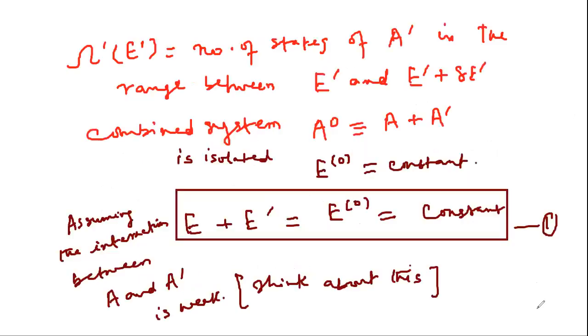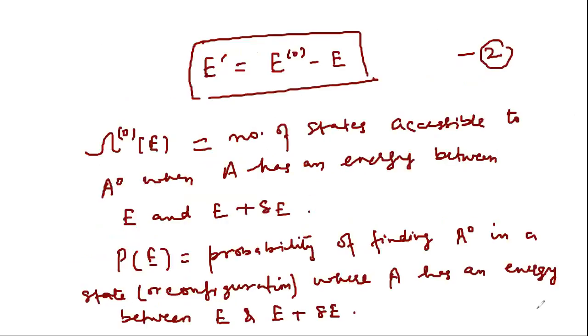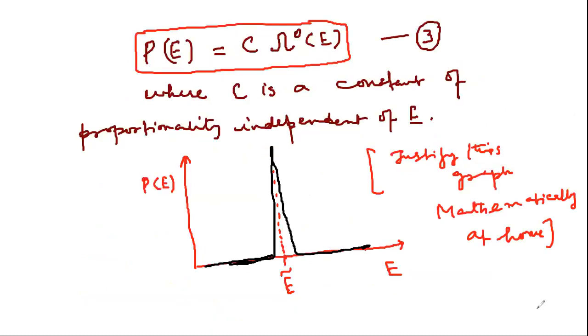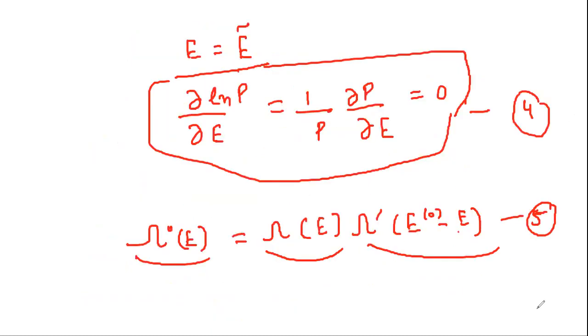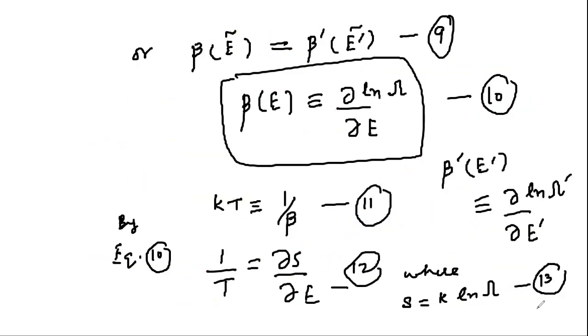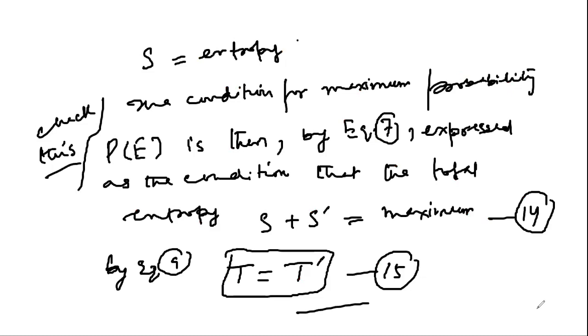So what we learned is that heat will transfer between the two subsystems until this probability function is maximized, or until the entropy of the total system becomes maximum. And that occurs when their temperatures become equal. So energy is distributed in the combined system to maximize the total entropy, which occurs when their temperatures are equal. So this was the crux of the topic.